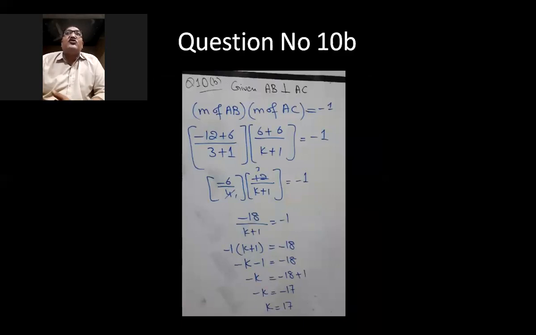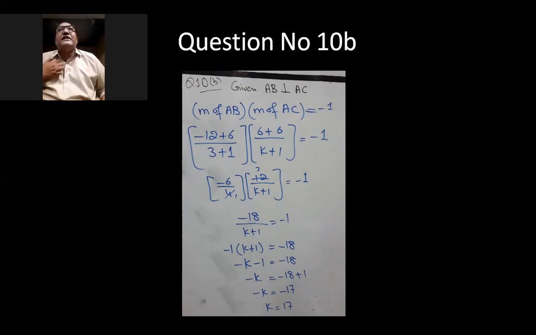So on your screen, question number 10 and its B part is showing up, and I'm reading that question from the book. It says the coordinates of the 3 points are A -1, 6, B 3, -12, and C is K, 6. Find the value of K if AB is perpendicular to AC.